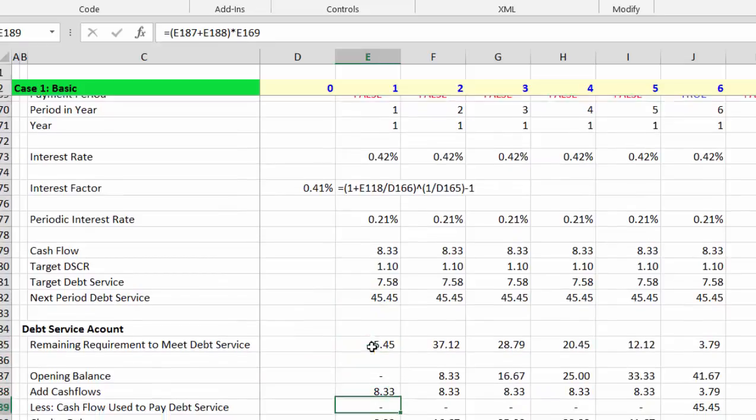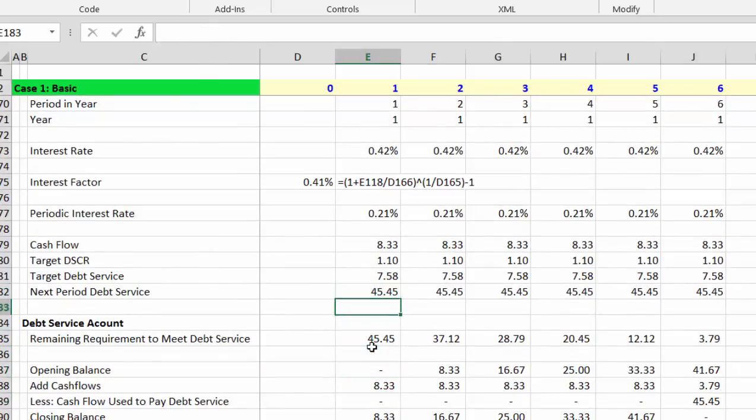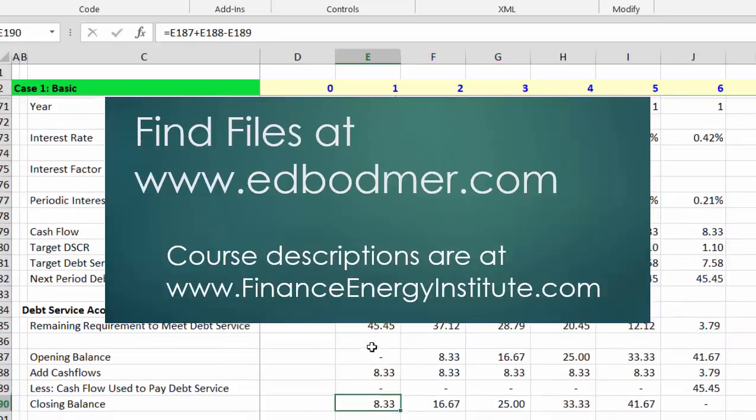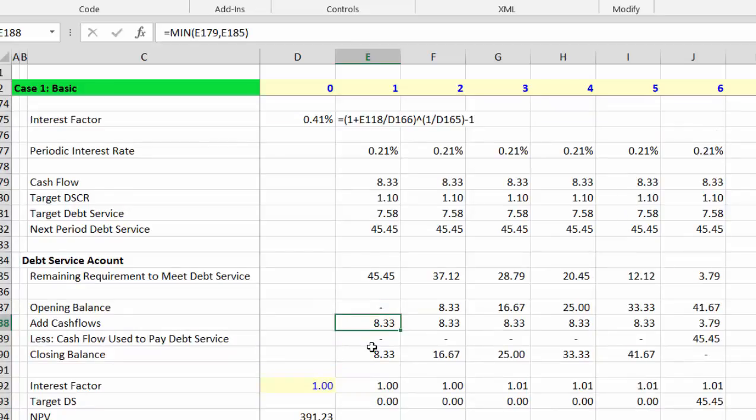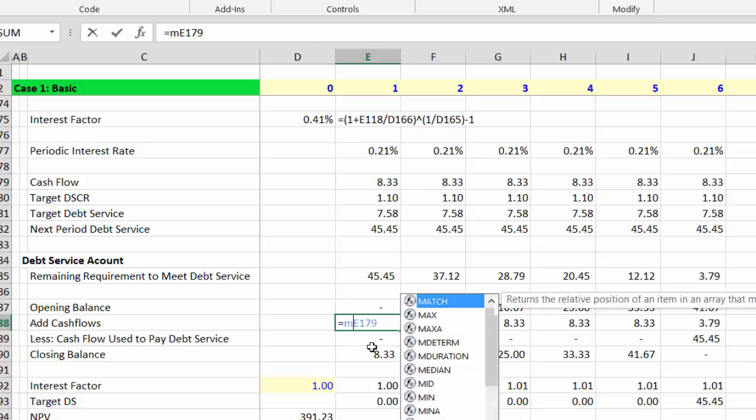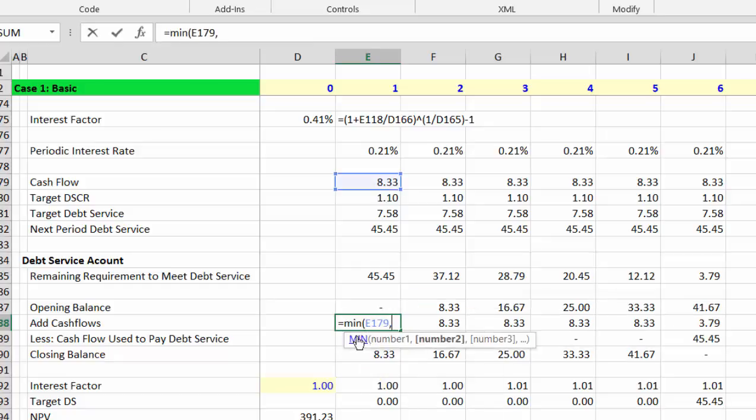Now, here's the trick. We're going to make a little debt service account. This is the total amount of debt service we need. So if I take this total debt service and I subtract how much is in the opening balance of the account, that's how much we still have to put in there. And the opening balance is equal to the closing balance last time. And then we take our cash flows. Don't take the debt service. Take the total cash flows and put them in. But we're not going to take the total one. We're going to take the minimum of this or the amount we need to put in, because eventually we'll fill up this account. And then finally, see how much is released.